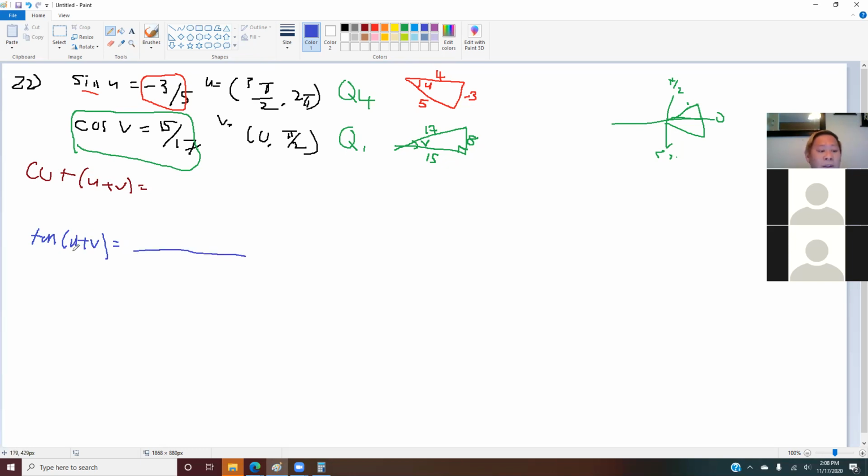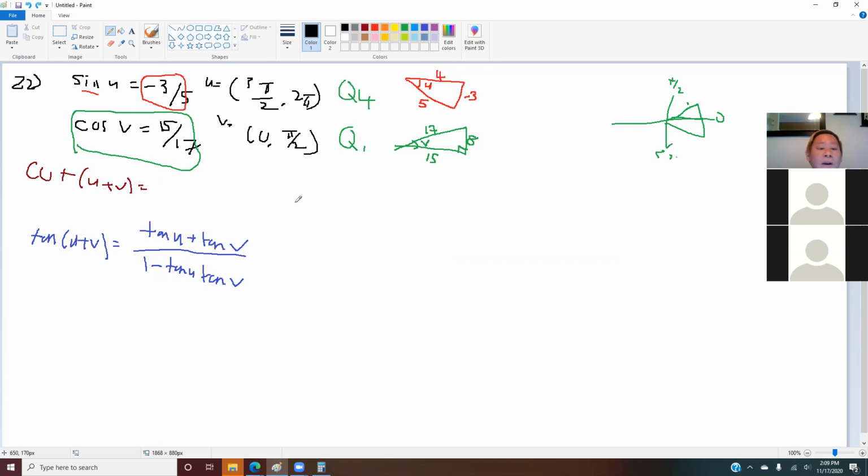So what is the formula for tangent of U plus V? This is tangent U plus tangent V over 1 minus tan U tan V. This is the formula that you use for this. And what happens if this is a minus? Then all your signs will be switched, like a conjugate. But we're not doing the minus sign, we're doing the plus sign here because the question is asking for plus.